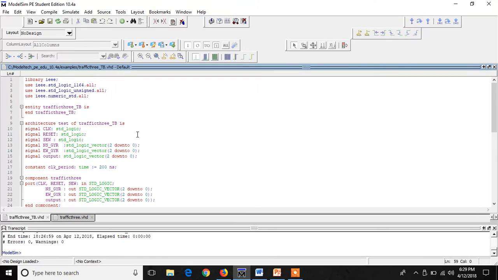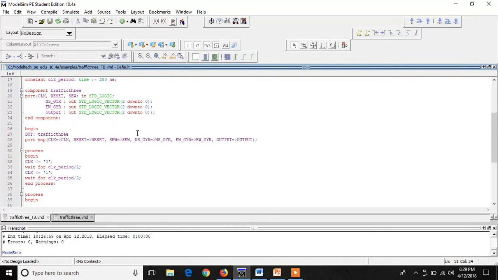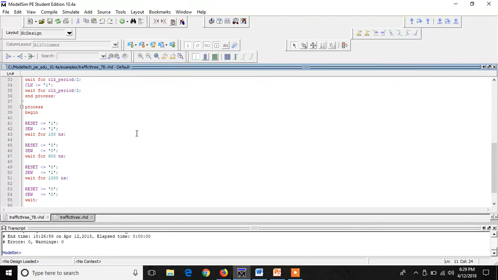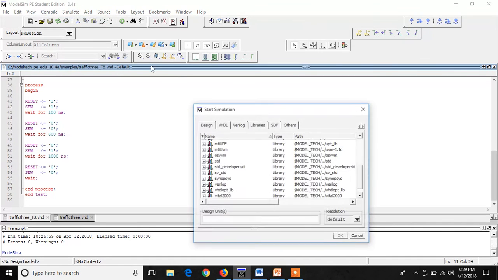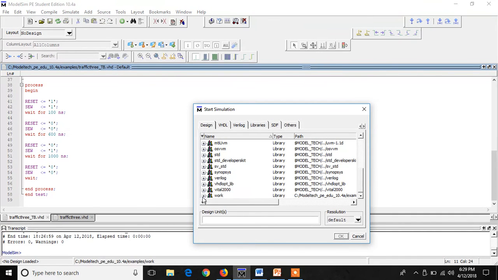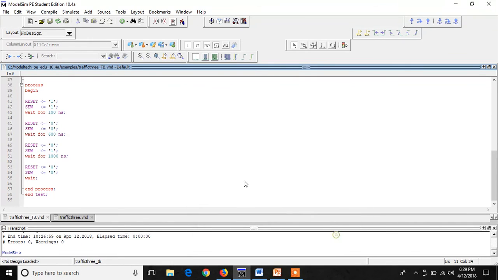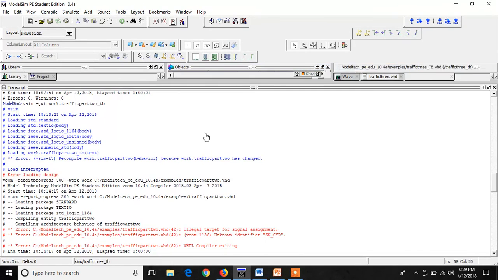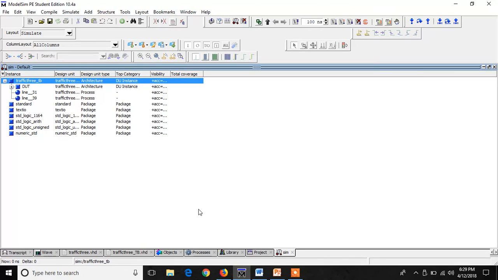So here's the test bench. In the test bench, I have almost the same code as in the first problem. I will just show you the simulation for this. For the simulation, I'm going to run it for 3000 nanoseconds.